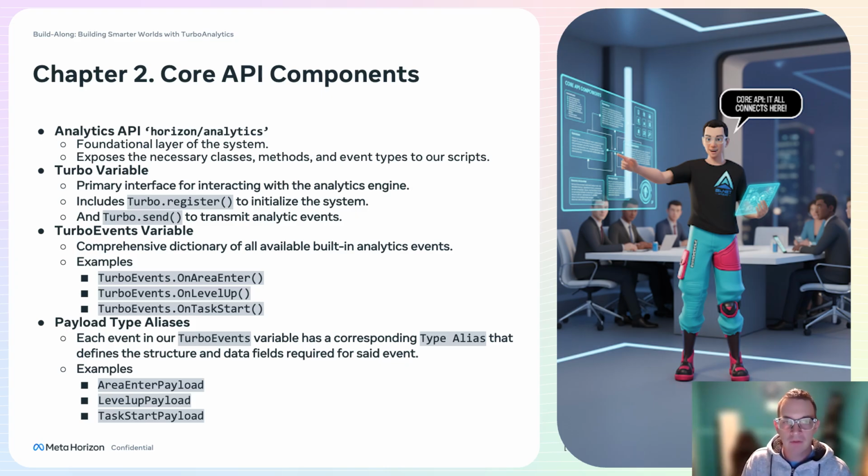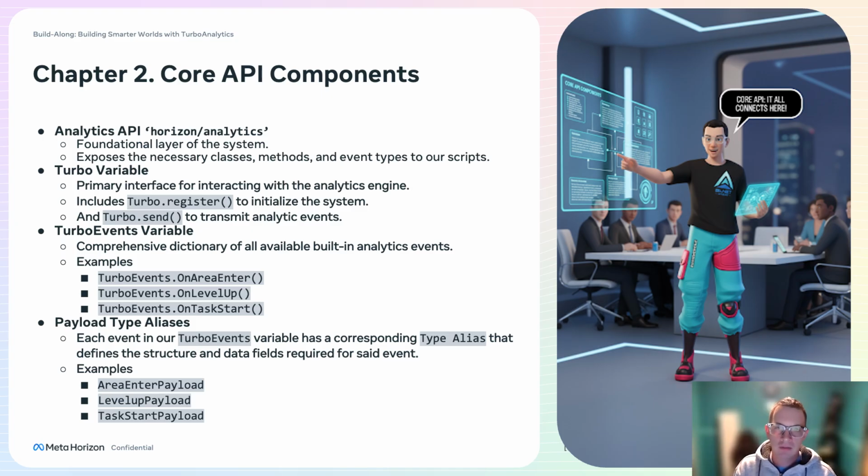So the library itself is the fundamental layer of the system. It exposes the necessary classes, methods, and event types to our scripts. We're familiar with that from other API libraries we've used. But this one has something called a turbo variable. This is the primary interface for interacting with the analytics engine. It essentially comes with two methods that we're going to use the most. There's turbo.register, which initializes the system for us. We'll only do that one time in our scripts, or really in our world entirely. But the second one, the most common one that we'll be using, is turbo.send.